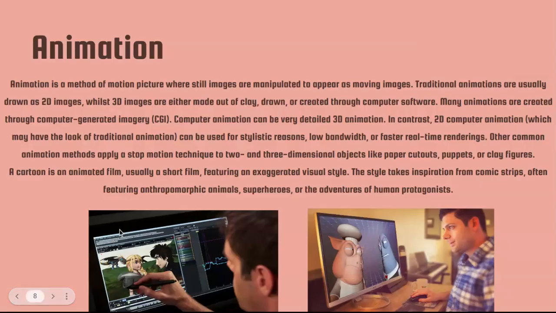So animation is a method of motion picture where still images are manipulated to appear as moving images. Traditional animation is normally done in 2D or drawn in 2D, whilst 3D images are made out of clay, drawn as well, or created through computer software. Many animations are created through computer generated imagery, which is known as CGI. CGI has been used very often now in cinema.